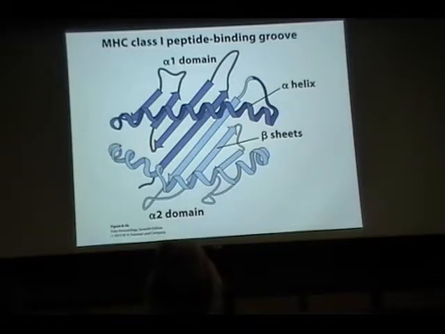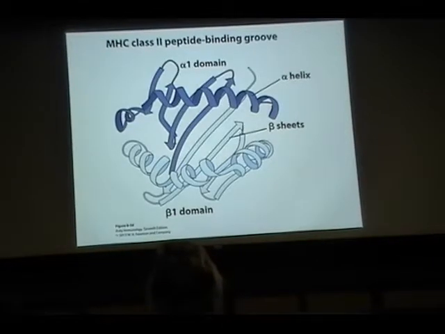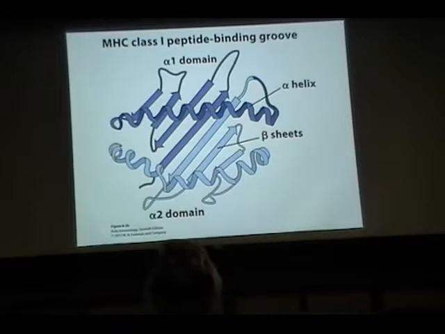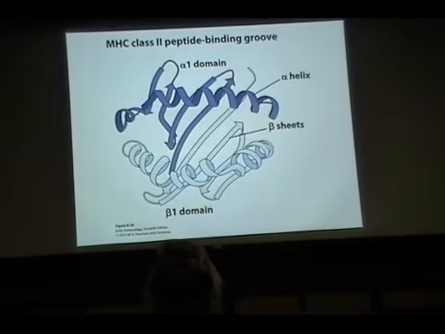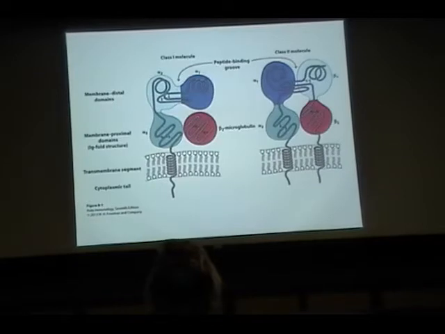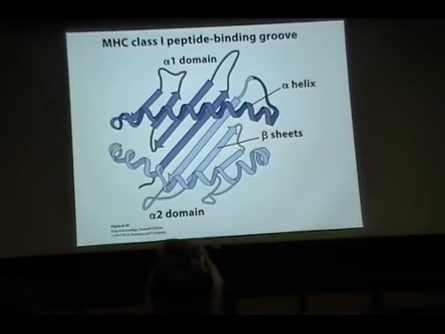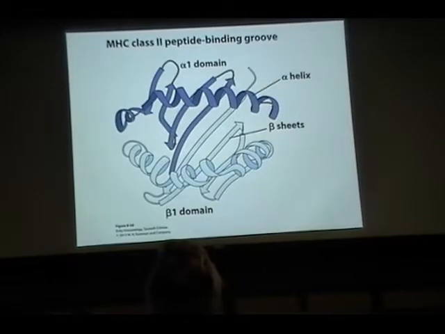Class 1 is what T cell? CD8. So here is what the groove looks like for class 1. And here's what the groove looks like for class 2. Class 2 is CD4, the helper. And they look the same. Are there subtle differences? Of course. But we've got alpha helices forming the wall, and the beta sheets forming the floor of the groove.